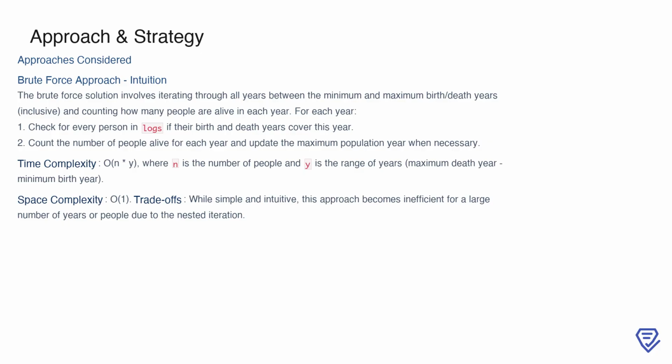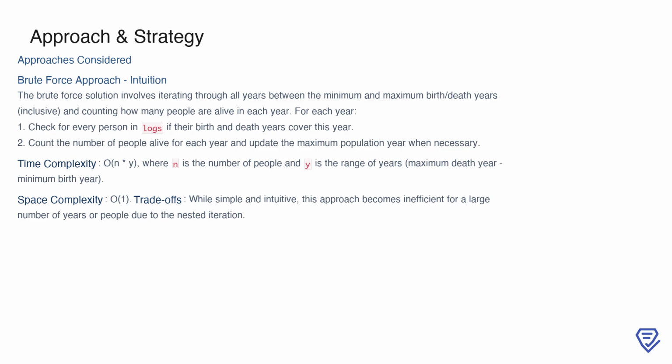To start, let's consider the brute force approach. The intuition here is straightforward. For each year within the range of the minimum and maximum birth or death years, we count the number of people alive during that specific year. This involves checking every person in the logs to see if their lifespan overlaps with the year in question. Once we calculate the population for each year, we update the maximum population year whenever we find a higher count.